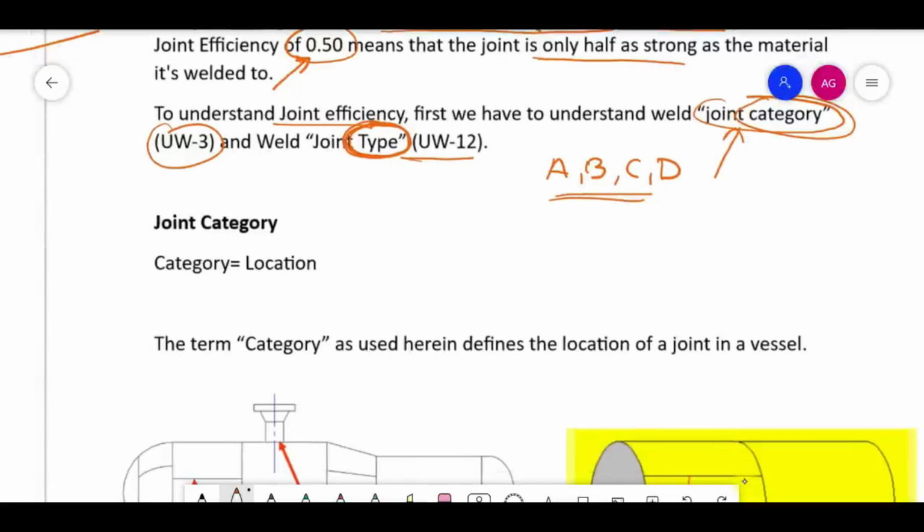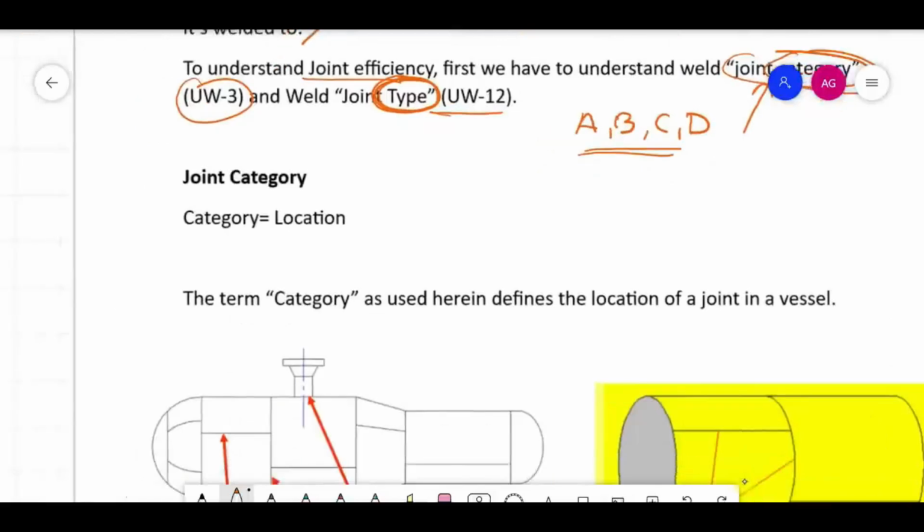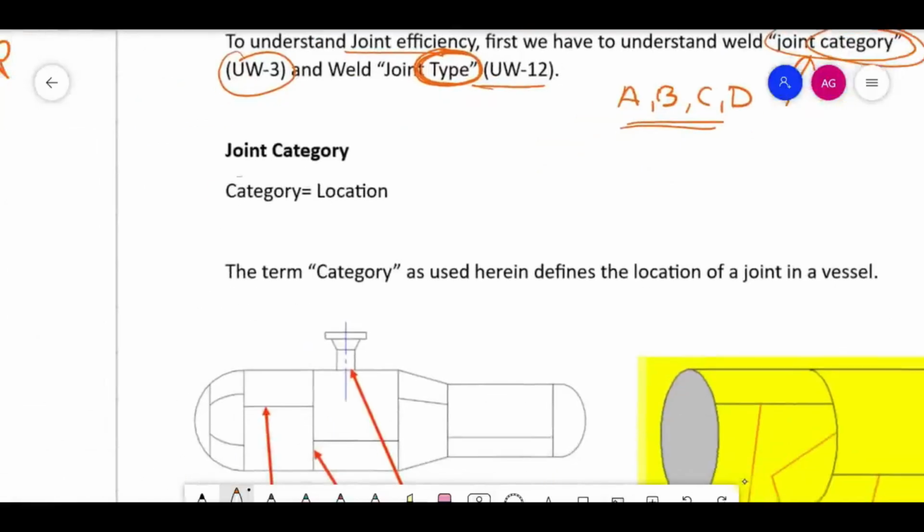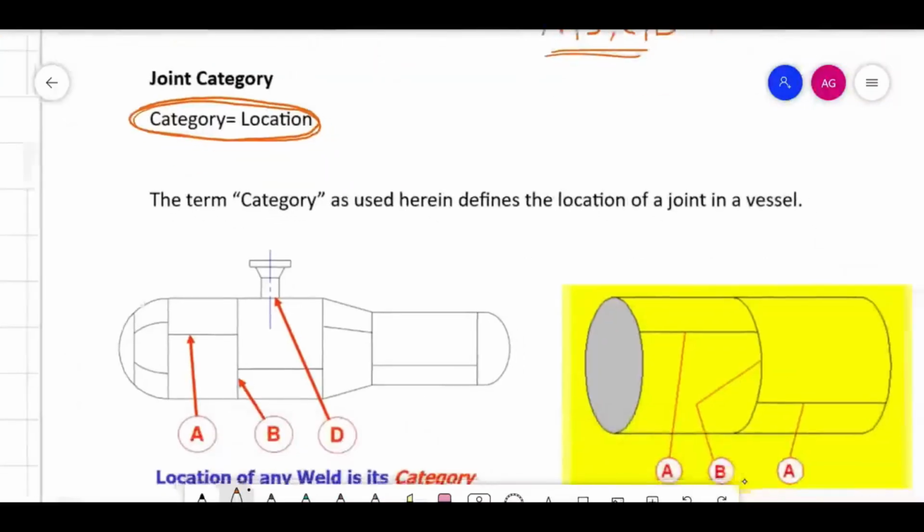Okay, apart from this, we will also see the joint types. So let us see the joint category first. The simple meaning of category is location. Remember, category means where the location of your joint is. The term category is used here as the definition of the location of a joint in a vessel.